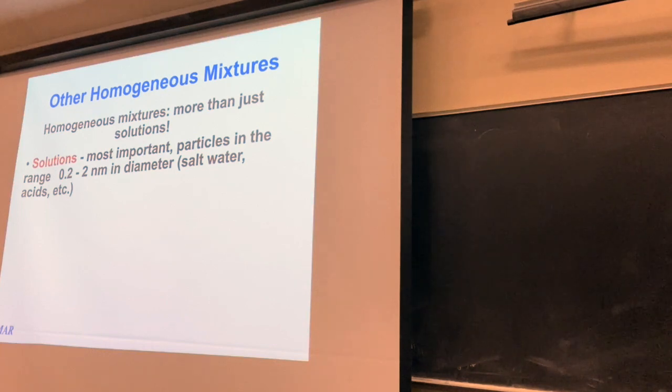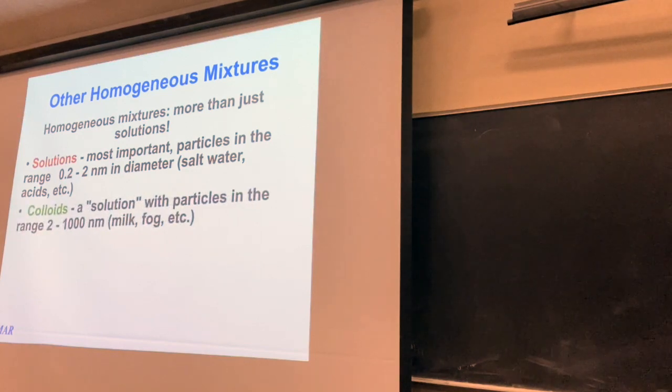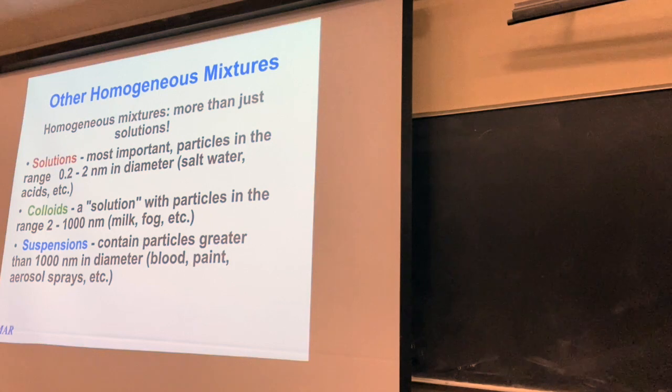That would be 2 to 20 angstroms. But anyway, it's a pretty small, soluble particle, and most of our acids and bases, salt water, most of the solutions in chemistry fall in this category. But again, because a lot of you are interested in biology and biochemistry, I feel I should talk about both what's called a colloid and what's called a suspension.